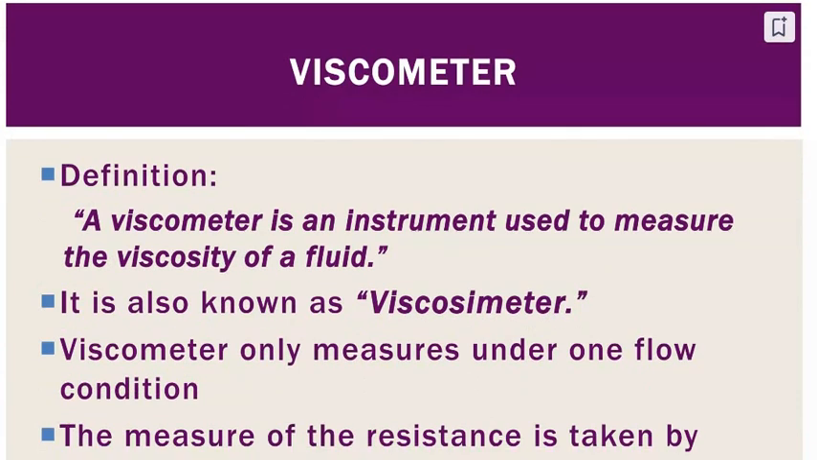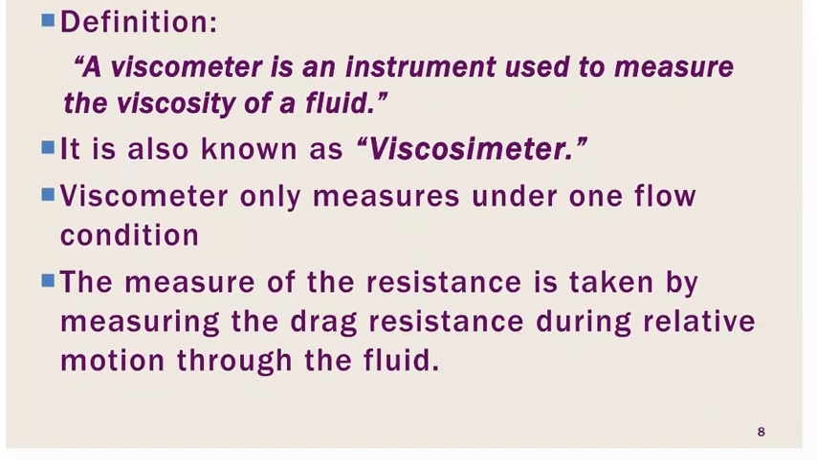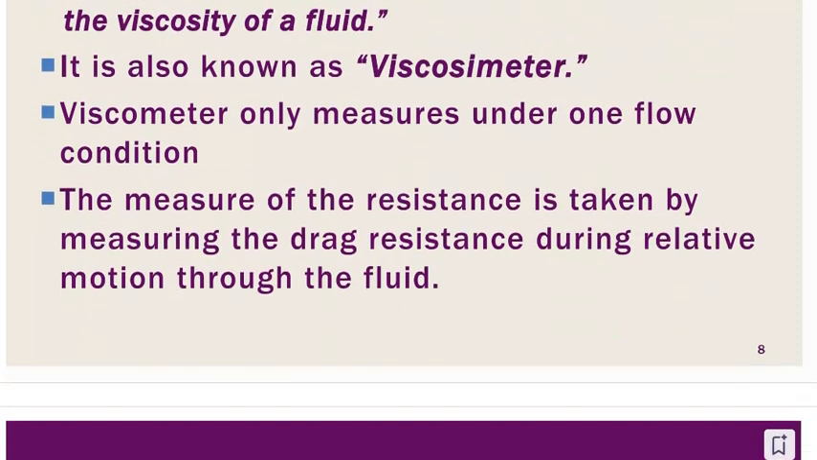Now viscometer. What is the definition of viscometer? You know, my friend, a viscometer is an instrument used to measure the viscosity of a fluid. It is also known as viscosimeter. A viscometer only measures under one flow condition. The measure of the resistance is taken by measuring the drag resistance during relative motion through the fluid.